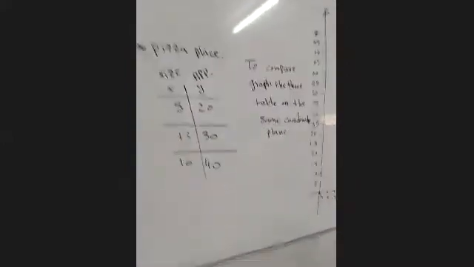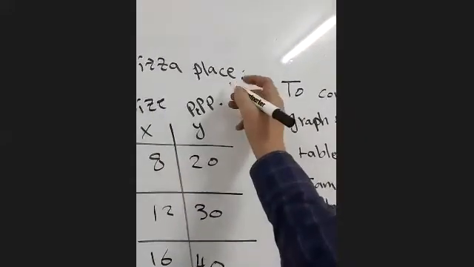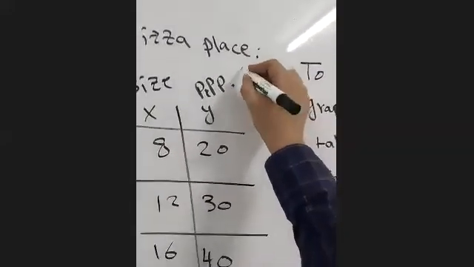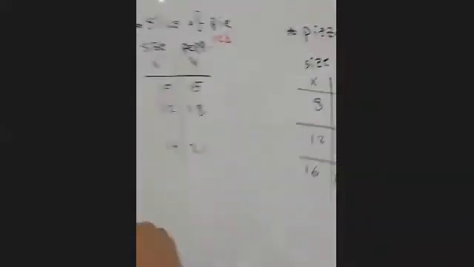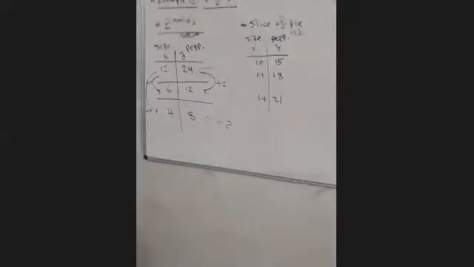And I will use the black for the third one, Pizza Palace. Black. I will graph each one of them, guys, with its own color: Pizza Palace, Paolo's, and the slice of pie.